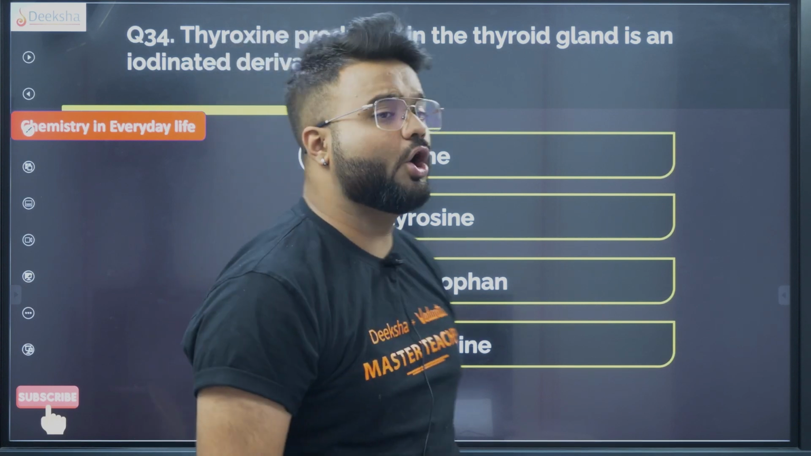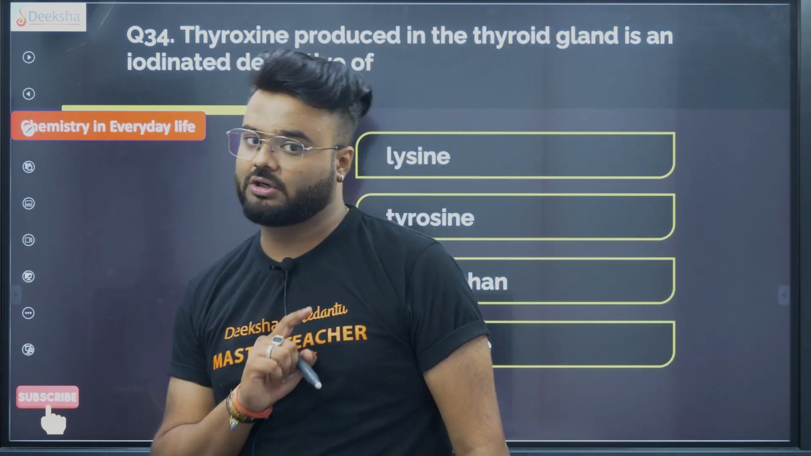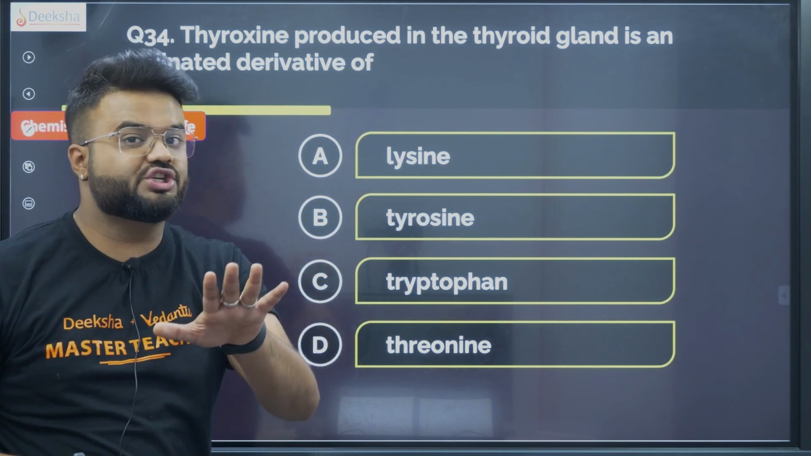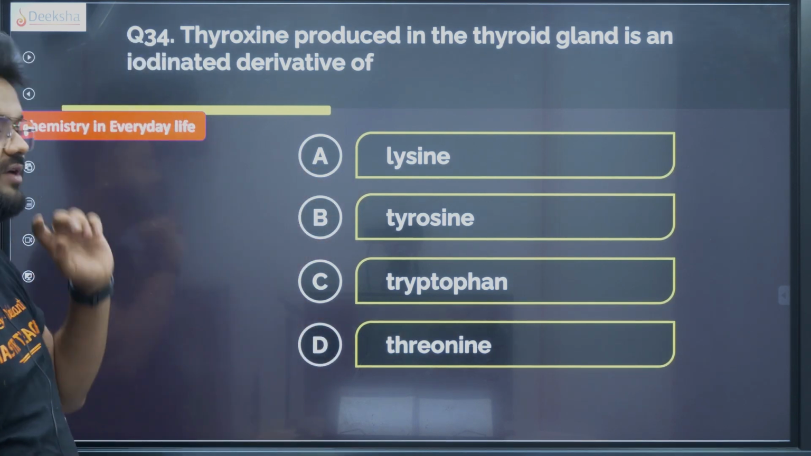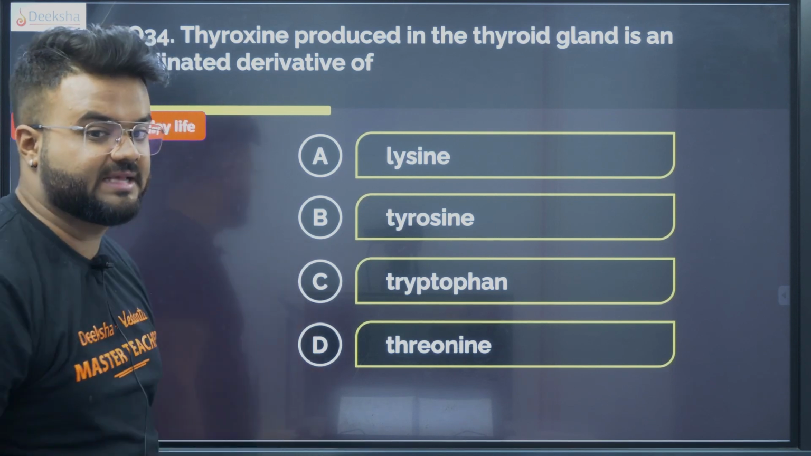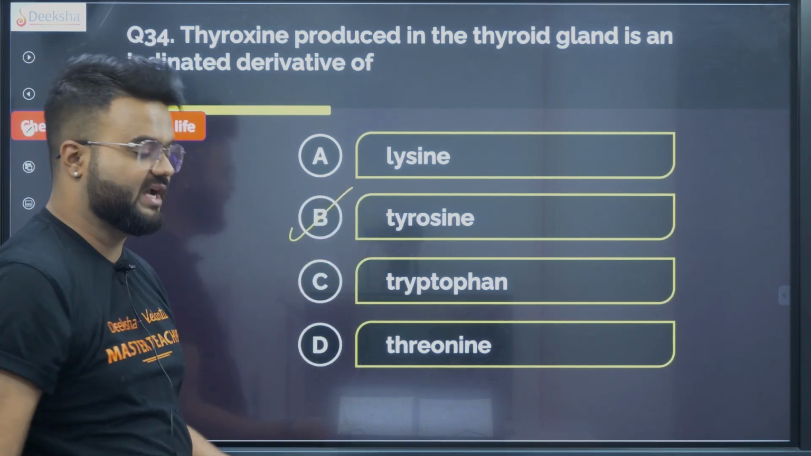Now, thyroxine is produced in the thyroid gland and is iodinated by the derivative of dash. This question is actually from chemistry in everyday life, which has been removed for this current year, and your correct answer will be option B, that is tyrosine.